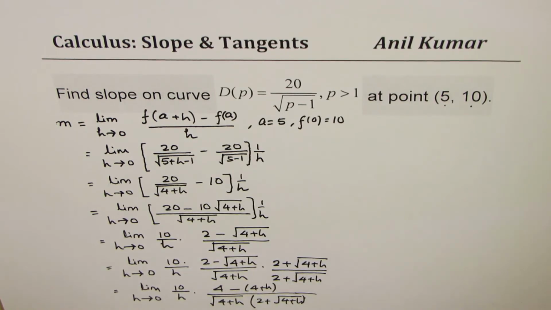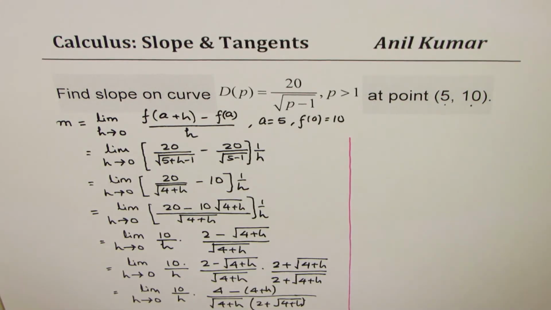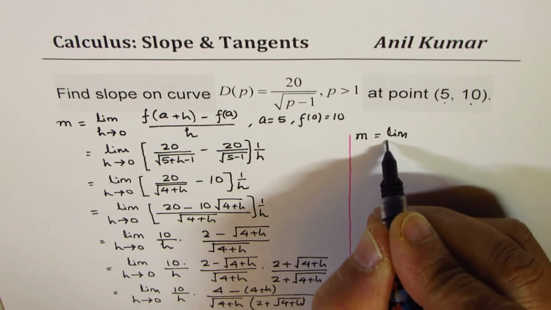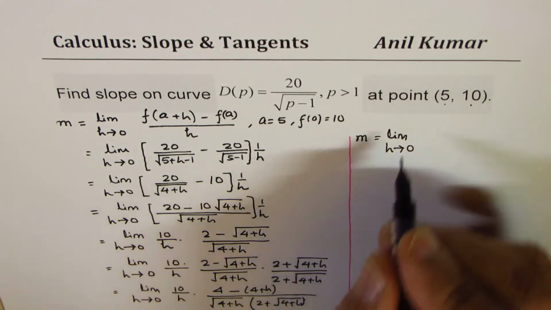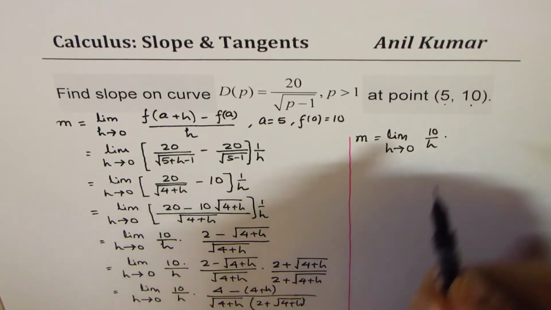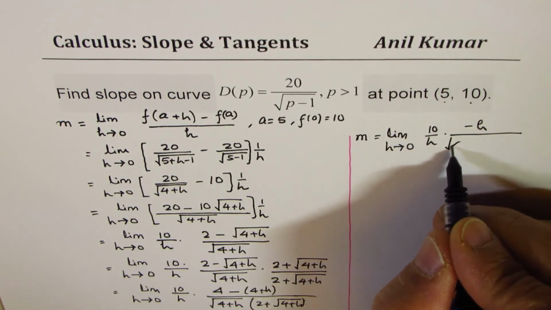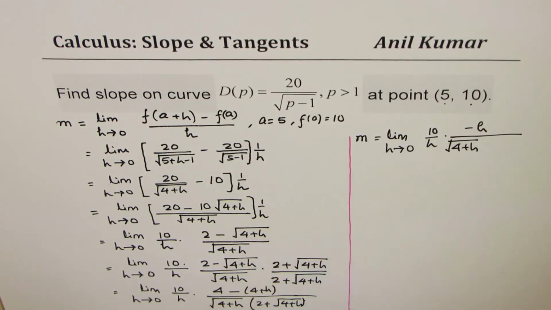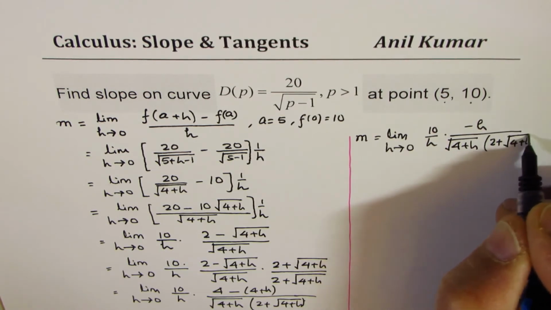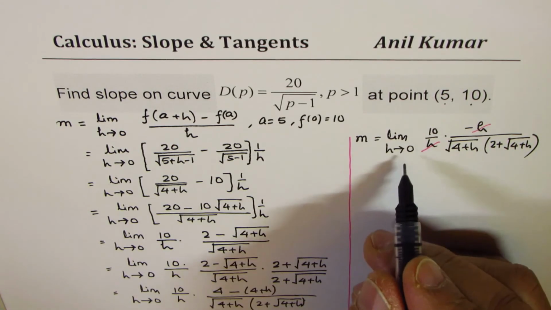Now let's take it to the right side to further simplify. I'll copy this as such and then we'll simplify. So we're getting the slope as equal to the limit as h approaches 0 of 10 over h times 4 minus 4 plus h, which gives us minus h, right? Divided by all this, which is the square root of 4 plus h times 2 plus the square root of 4 plus h, correct? Now as you can see, h and h cancel. Now we can substitute h equals 0.